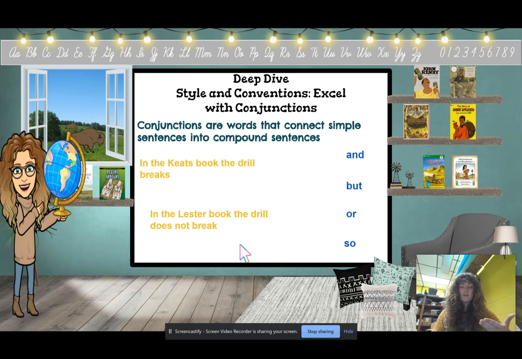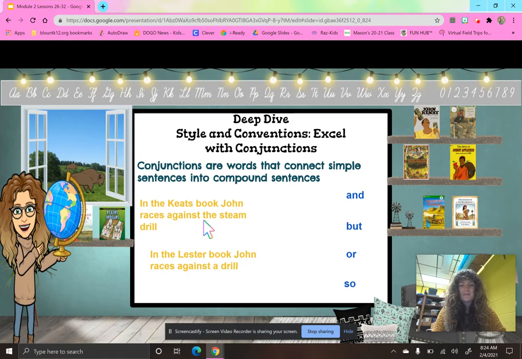Here's the first simple sentence. In the Keats book, the drill breaks. In the Lester book, the drill does not break. So we need to find the conjunction that fits best. So in the Keats book, the drill breaks. Whoa. And I'm going to hit escape because I'm going to need to use this.